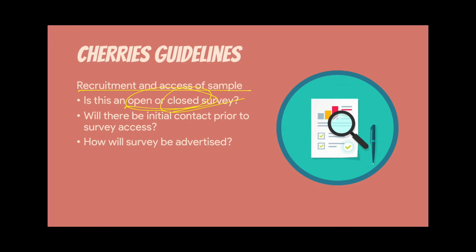And then, will there be initial contact prior to survey access? So for an open survey, there's no initial contact. The very first contact you have with your respondent is when they click the link, no? But there are some studies wherein they're going to do an internet survey, but there was a previous initial contact. Like, for example, there was a call first.